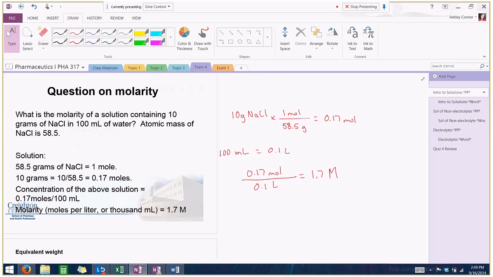And here's how I solved for molarity. I did a calculation where I converted the 10 grams into moles, and then I just divided that by liters, which I converted the 100 mL into 0.1 liters and divided it. If anyone has questions on that, we can meet on Link. That one's pretty simple.